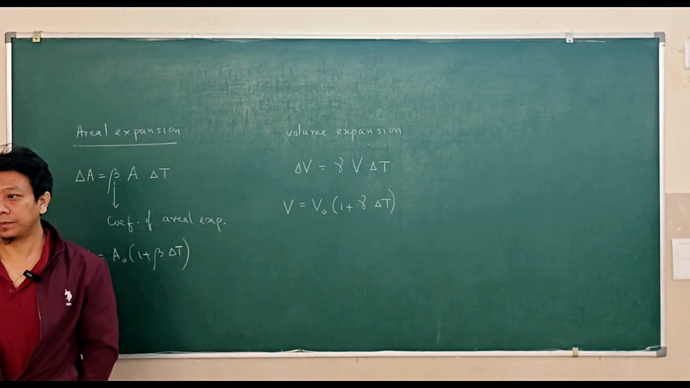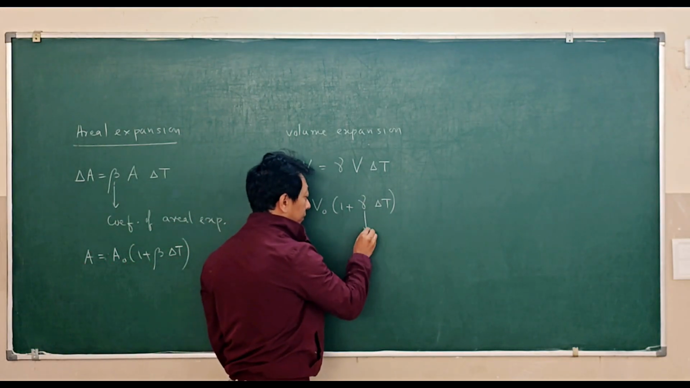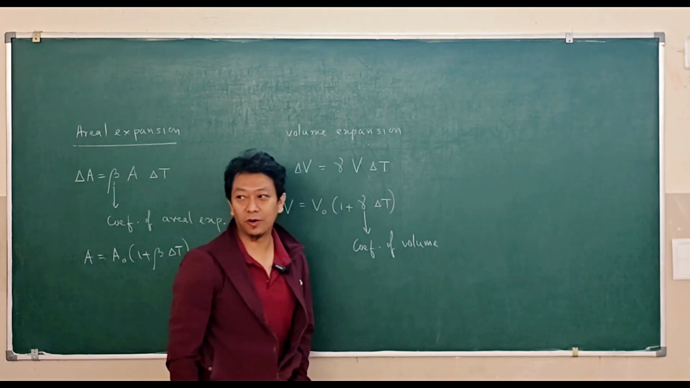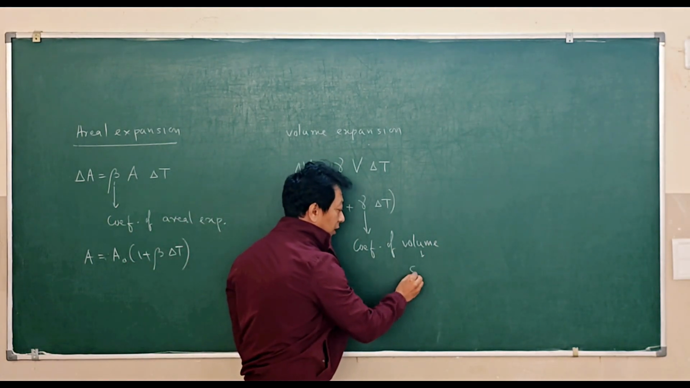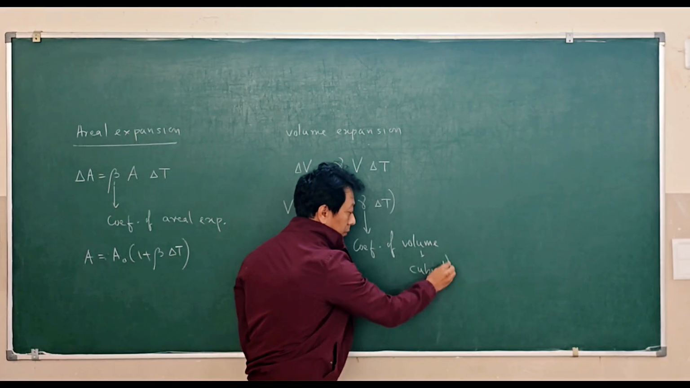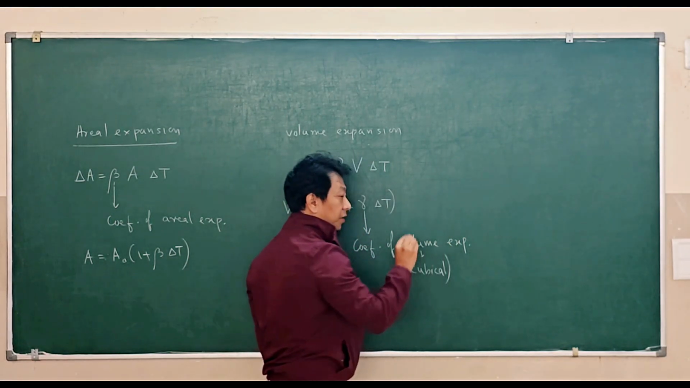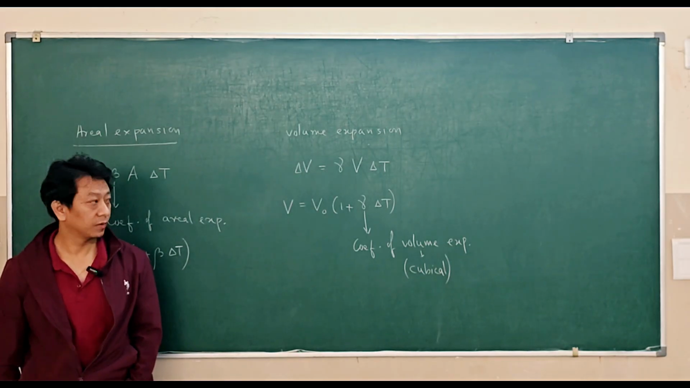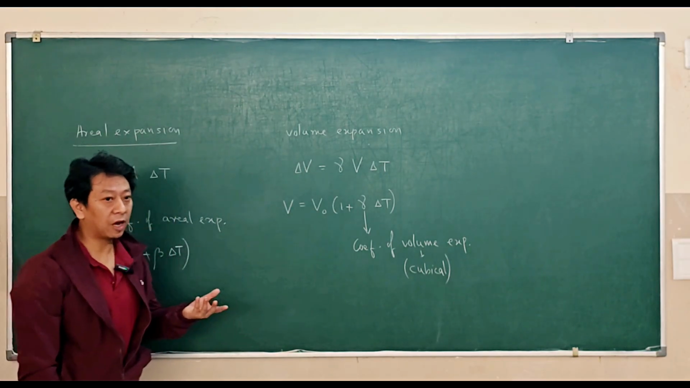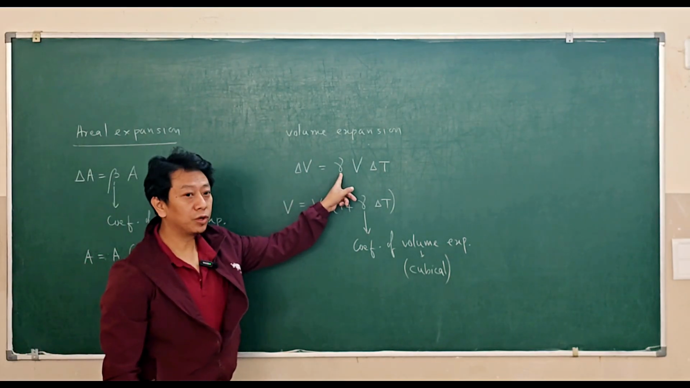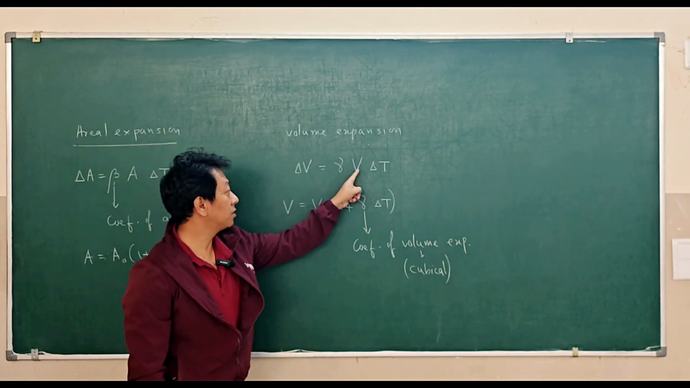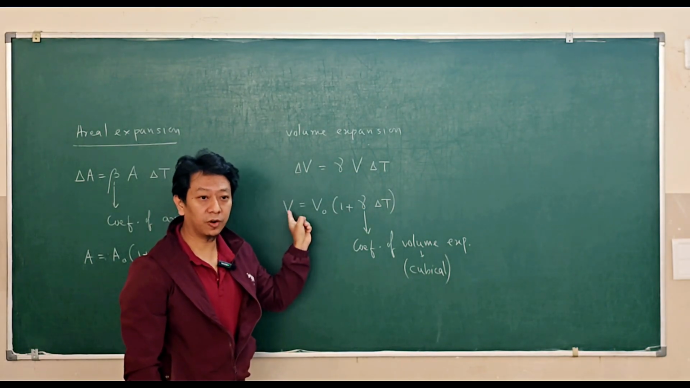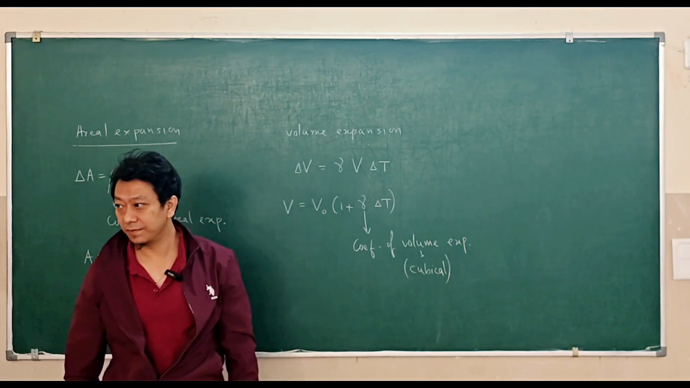What will you call gamma this time? Coefficient of volume expansion. Some people also call it coefficient of cubical expansion. Definitions and all, please see your board material for alpha, beta, gamma. I can define now for you if you want. Gamma, let me define. So to define gamma, what will I do? I will bring this V down here, delta T down. So what is gamma? It is the change in volume per unit rise in temperature.